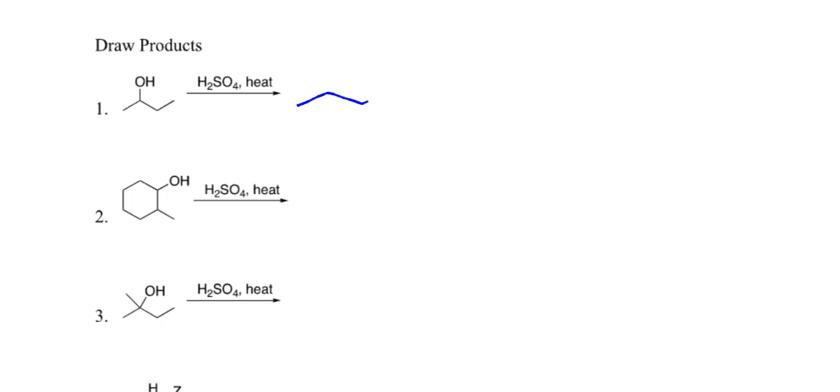So I have 2 choices. I can either go right there or I can go right there. Zaitsev would say I'm going to go where the more substituted carbons are. So that would be my final product. The second one, same concept, you guys. I can go there or I can go there. Your goal is Zaitsev. So I'm going to give you a second to think about that, where that would go. Hope you're thinking that. That is Zaitsev.